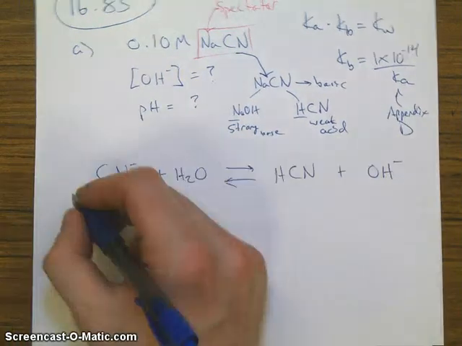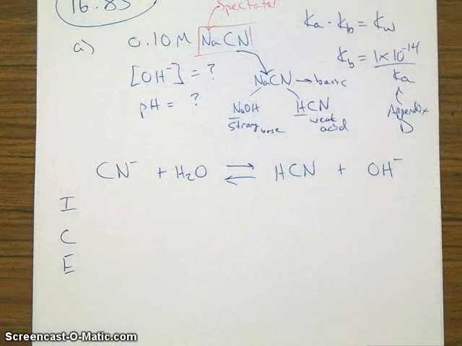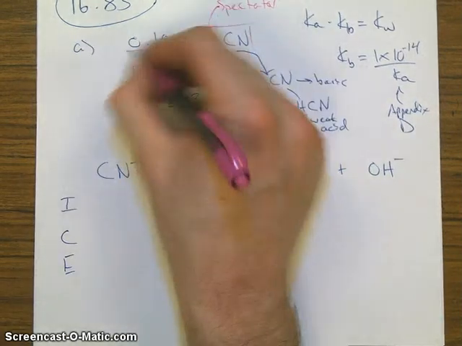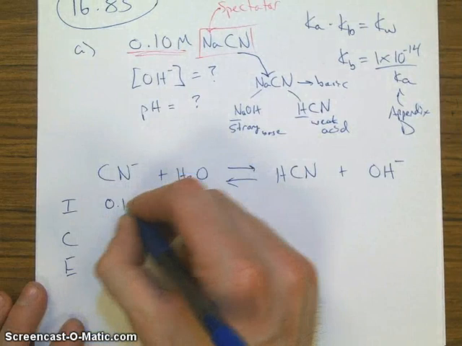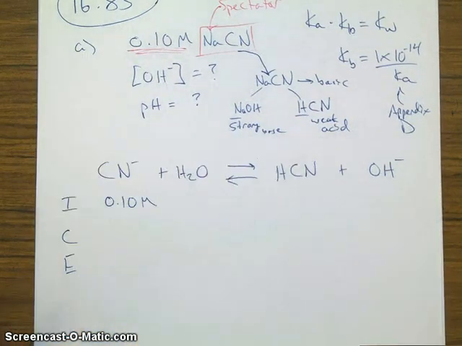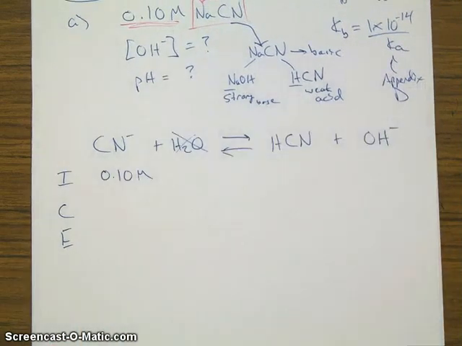So it is an ICE table. I say it's an ICE table because they tell you how much you start with. And the amount that you start with in this problem is 0.10 molarity. So initially, you have 0.10 molarity. Now, there's something that's going to be tricky for you guys. The thing that's tricky is I'm actually not going to write any information down about water. Let me show you why.